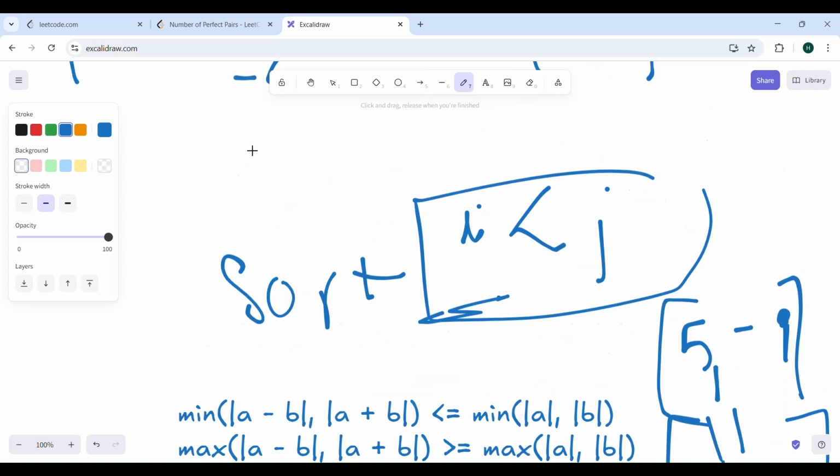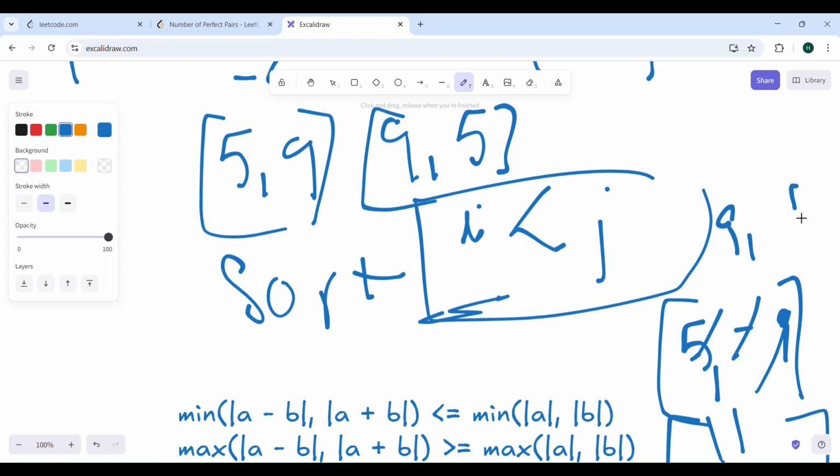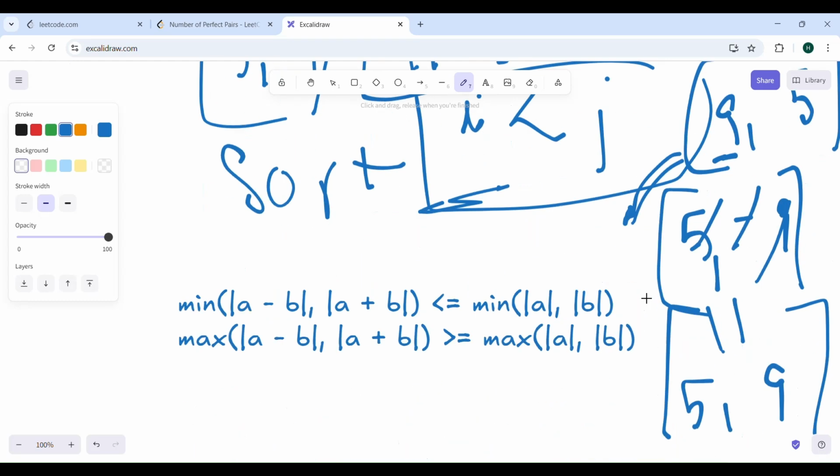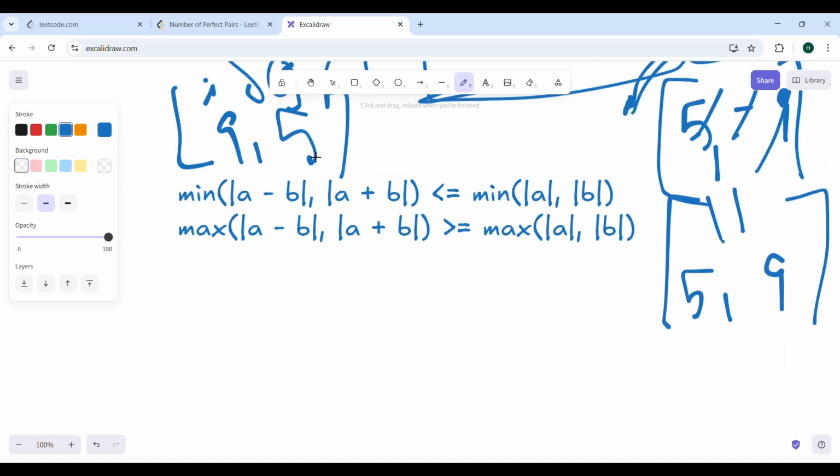Even if it's written 5 comma 9, or let's say it was written 9 comma 5, the answer won't differ. So instead of taking 5 comma 9, let me show you with 9 comma 5 so that you can trust me that when this value is sorted, the answer won't differ. My array is now 9 comma 5. This value is i and this value is currently j.